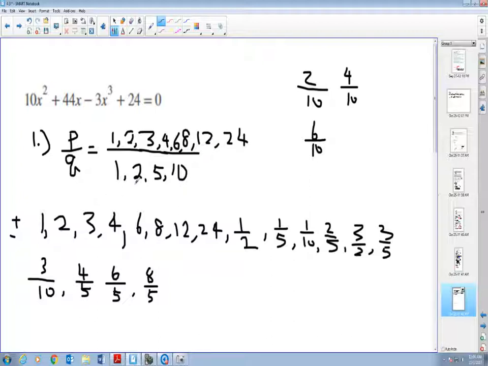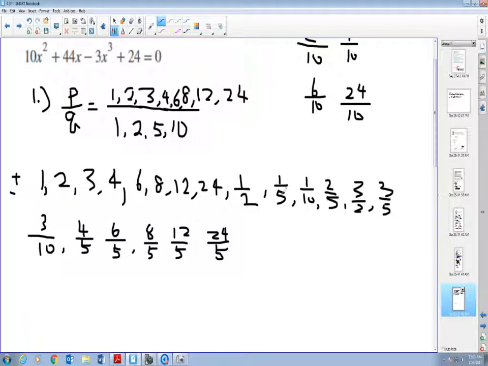Alright, 12. 12 over 2. 12 over 5. I don't have 12 over 5 yet. 12 over 10 reduced, 6 over 5. Already got it. Okay. 24, 12, 24 over 5. I don't have 24 over 5 yet. 24 over 10 is 12 over 5, I think. Yep. Alright, so here are all my positive and negative ones. Alright, a lot of fractions to choose from. Remember now, all these numbers you see, times by 2 because there's a positive and a negative.